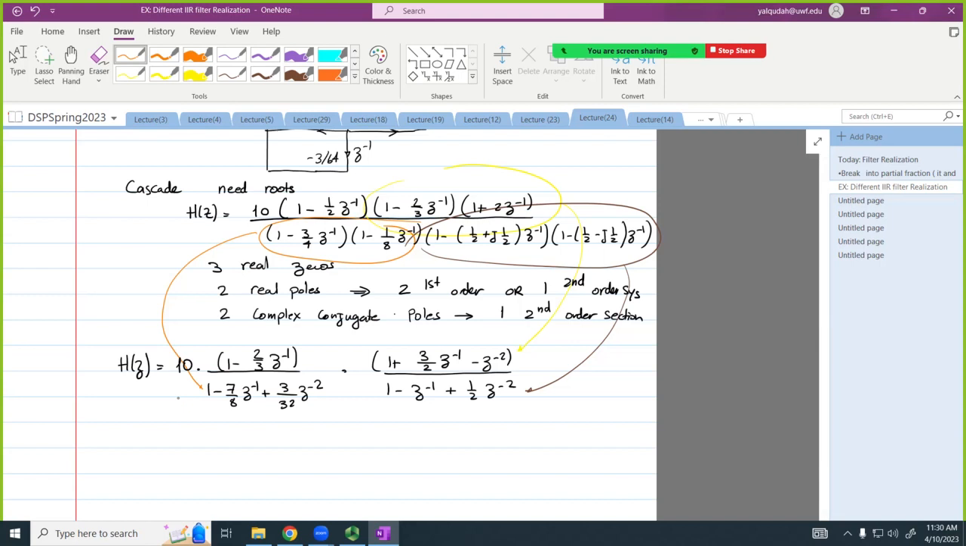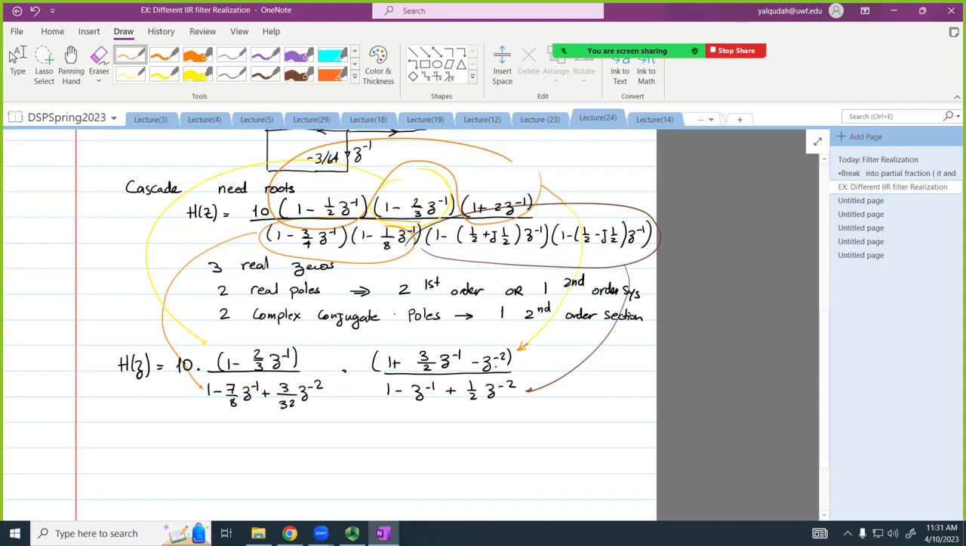Wouldn't it be 1 minus 1/2, not 2/3? No, sorry. This one and that one. I labeled it wrong. So this one is this one, and this one is this one. Good catch.